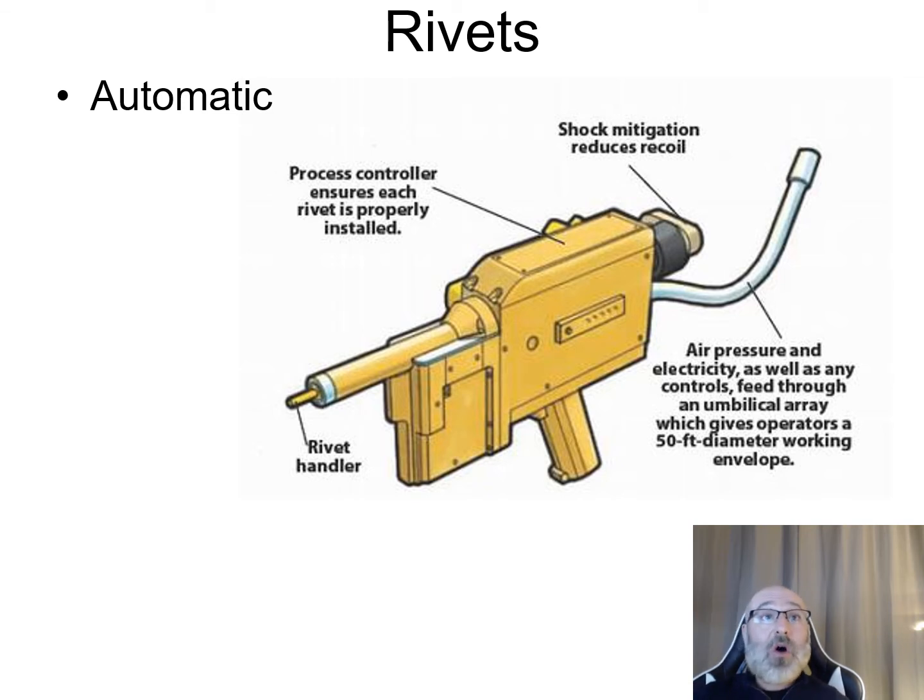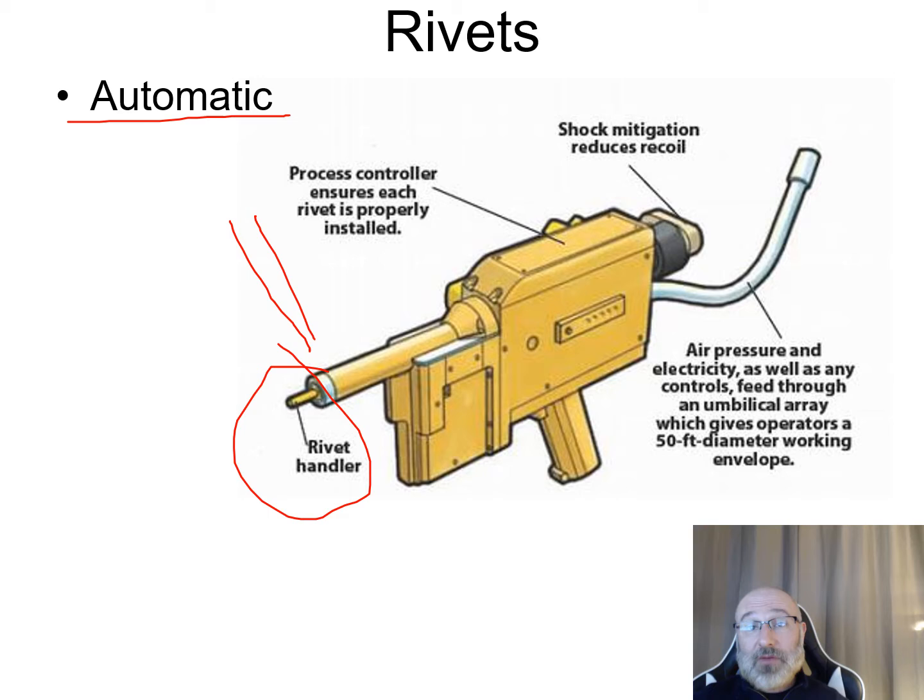Now there are also automatic riveters as well. So we can see an example of one here. This one is air pressure and electric. There are controls on these. Some of these are very fancy. You have all types of feedback controls to get just the right amount of pressure. You can see there's the rivet handler right here. Some of these even have an automatic feed that lines up the next rivet.